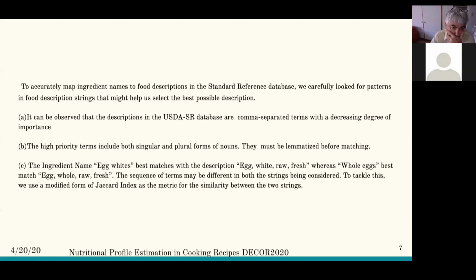If you see the C point, the ingredient name egg whites best matches with the description egg white raw fresh, whereas whole eggs best match egg whole raw fresh. The sequence of terms may be different in both the strings being considered. And this is the primary reason that we use Jaccard index as a metric for similarity, because Jaccard index does not care about where the word comes in the string. It only cares about if the word is the same or not. It's basically the intersection upon the union, as we'll discuss in the next slide.